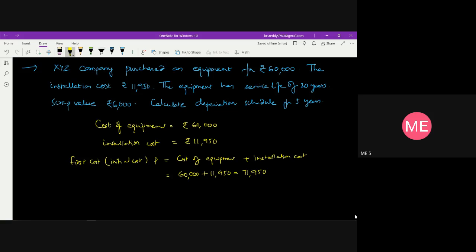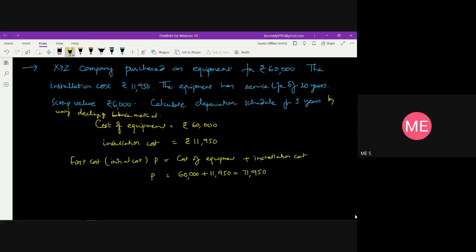71,950 will become the first cost. That is the value which I have taken as P. Right? So now he has given the salvage value also. He has given the calculation of the depreciation schedule, using a method I have not mentioned. So you can use the declining balance method, because we are discussing the declining balance method.